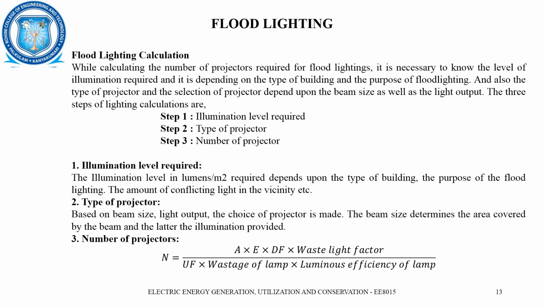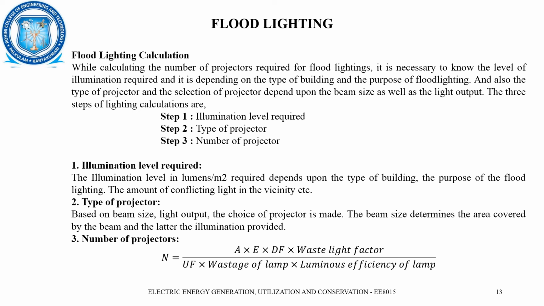Flood lighting calculation is mainly in three steps. One is that the illumination level required has to be calculated. Second, what type of projectors can be used, and the number of projectors. The illumination level is in lumens per meter square required, because we need to know the area on which the light has to be projected, and so what wattage or lumen of light is required. Based upon that, the illumination level can be determined.